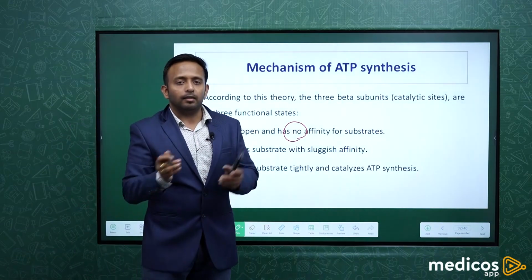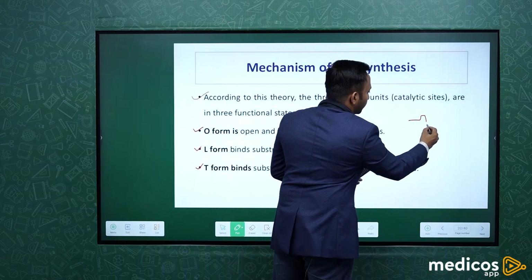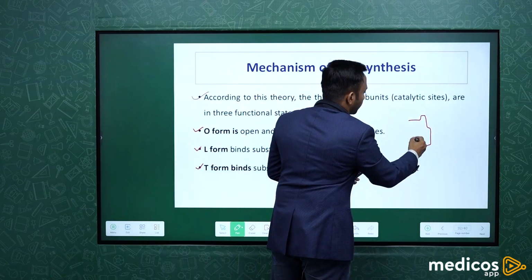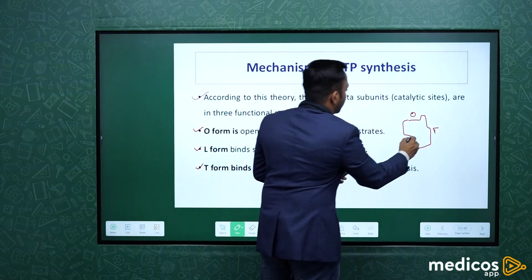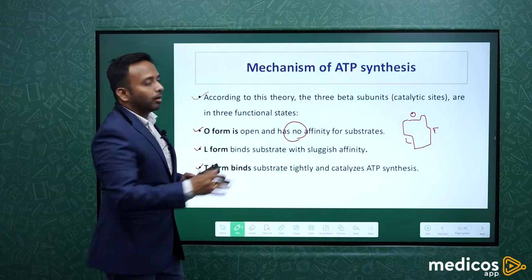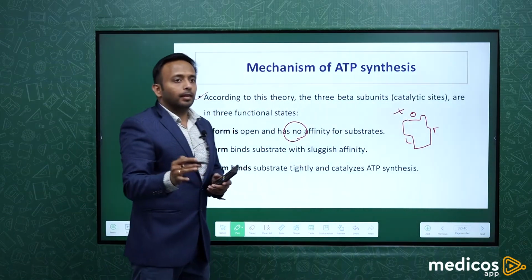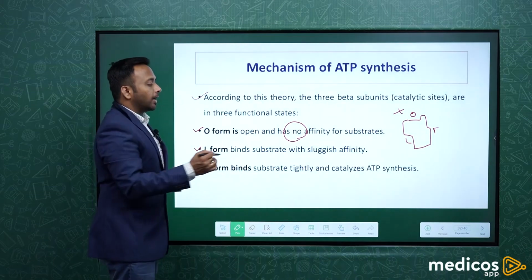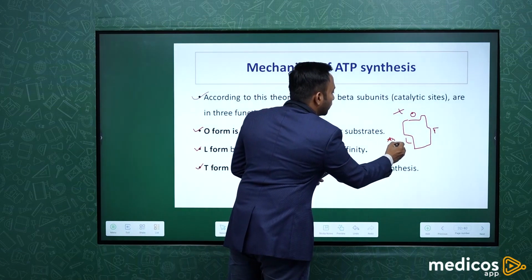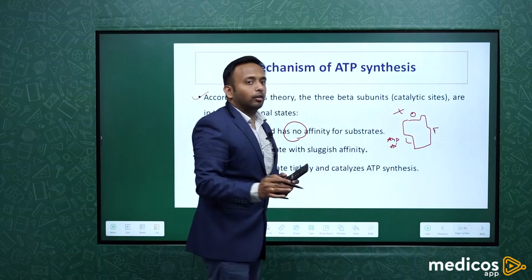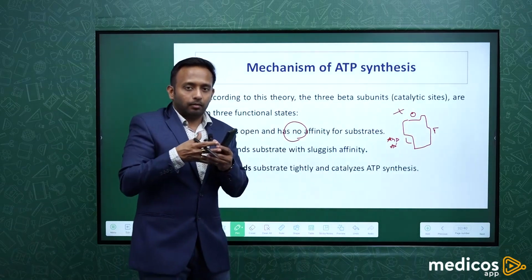No affinity means, like for example if you see the 3 places, you have O, you have T and you have L. So when we see 3 forms, O form does not have any affinity for its substrate. When it comes to L form, it has little affinity to the substrates. It can bind to the ADP plus Pi. When it comes to T, for tight, ADP plus Pi is combining.